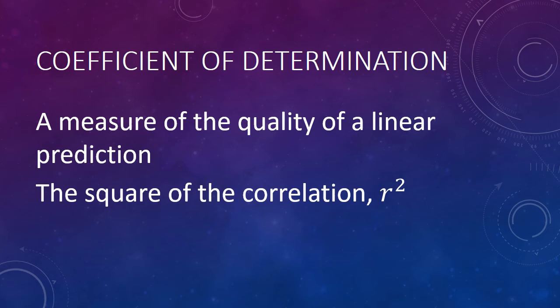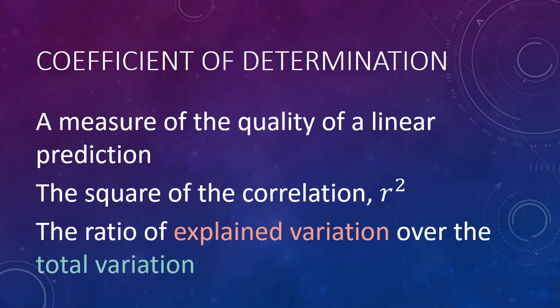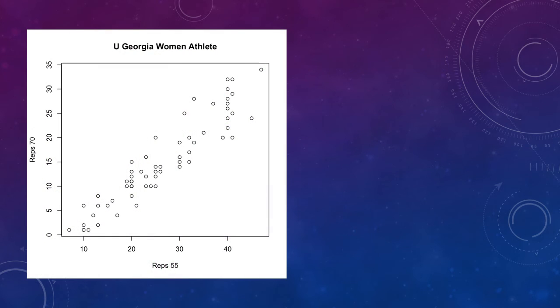Another way to interpret the coefficient of determination is the ratio of the explained variation over the total variation. Let's look at what that means for the University of Georgia women athlete data for the number of repetitions they can do at 70 and 55 pounds. If we only look at the number of repetitions they can do at 70 pounds, we see that the values range from 0 to 35. But we know that the number of repetitions they can do at 55 pounds can explain the variation in the number of repetitions at 70 pounds.